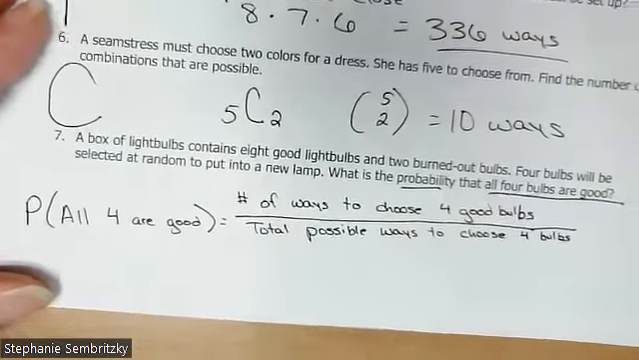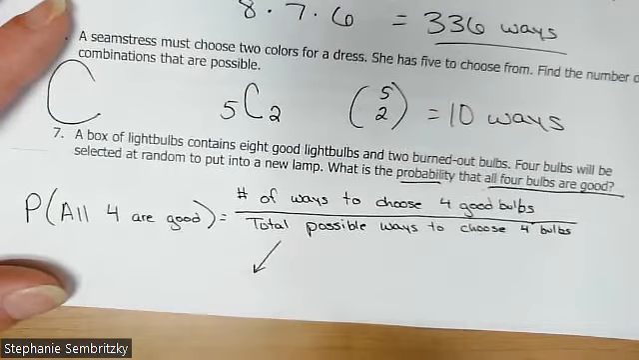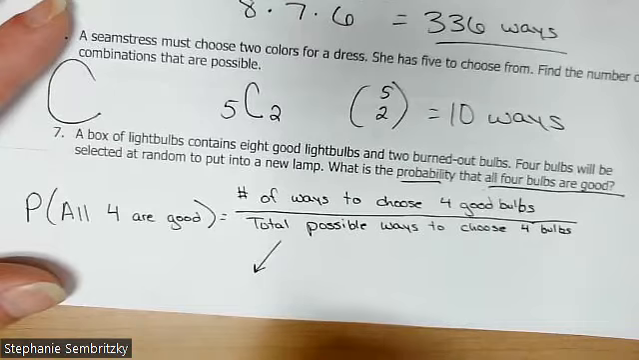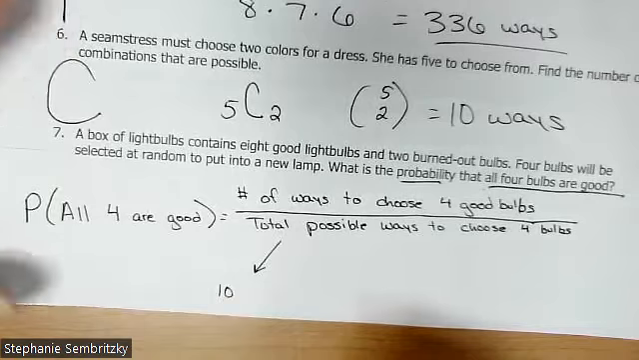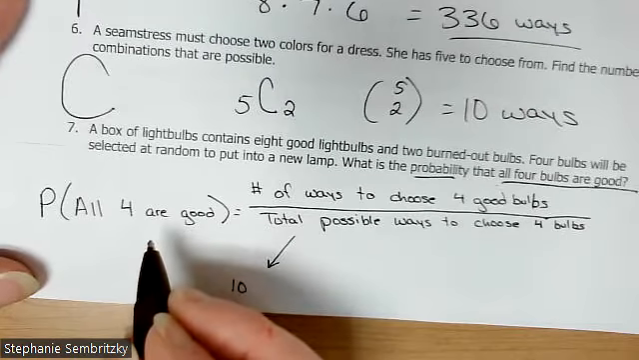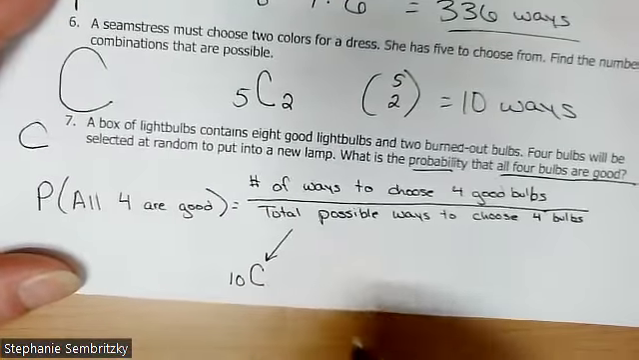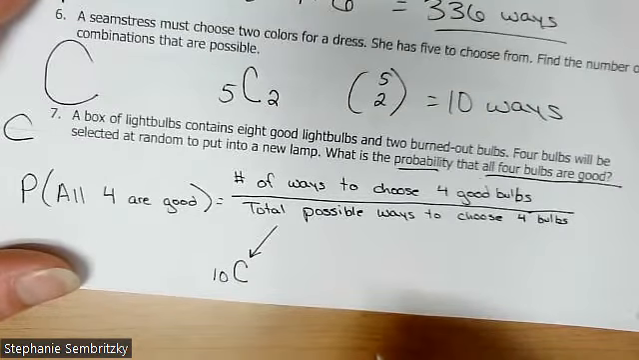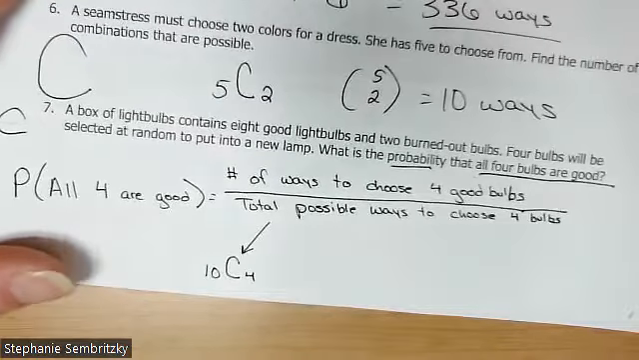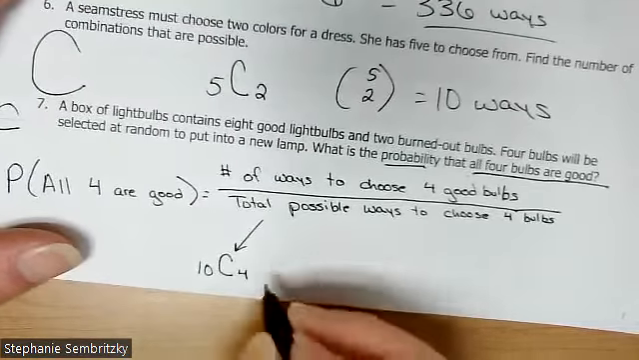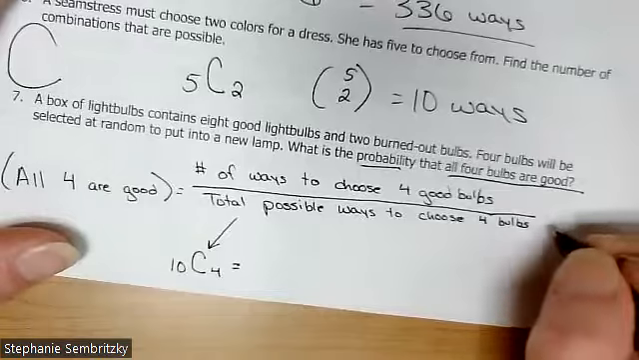So let's think about that one first. The total possible ways to choose 4 bulbs. How many light bulbs are in the box? There's 10 total light bulbs. Does the order in which I pull the light bulbs out matter? Okay, so this is a C. 10, choose. How many am I choosing? 4. So the total possible ways, that's going to be 10, choose 4. So somebody do that for me. 10 choose 4. 210. So this denominator is going to be 210.